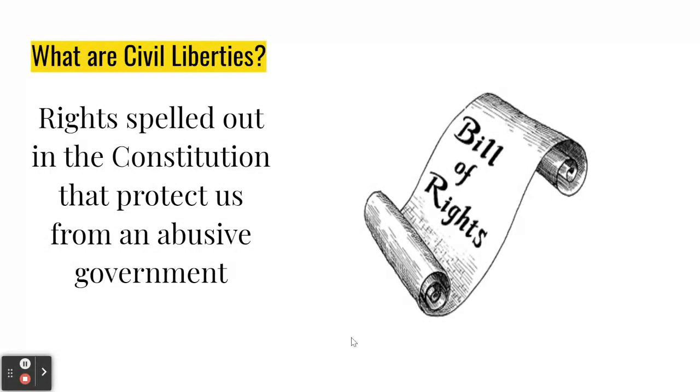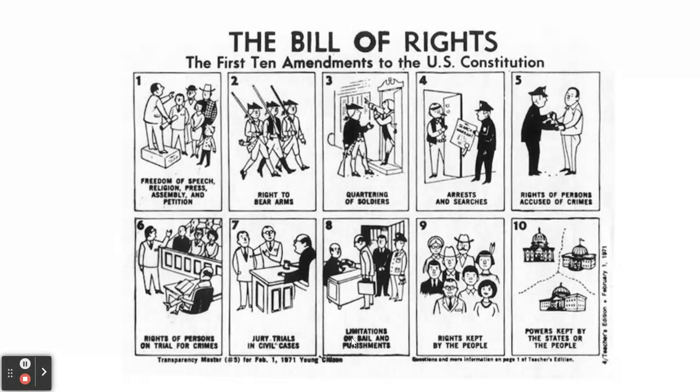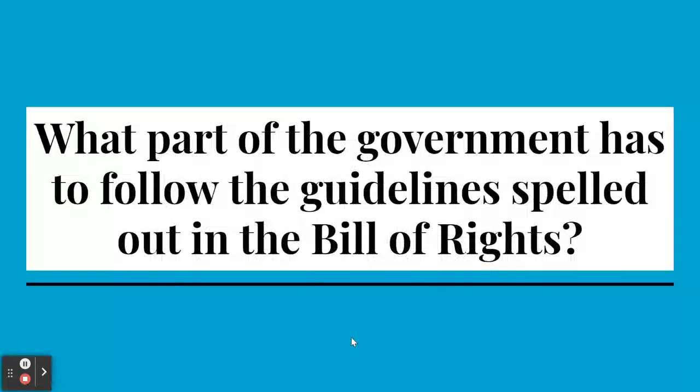So the basic place that we can find most of your civil liberties is within the Bill of Rights, which make up the first 10 amendments to the Constitution. So again, the Bill of Rights essentially is a summary of your civil liberties, and these are the basic freedoms that we possess as American citizens. And this is what we're going to go over in this unit.